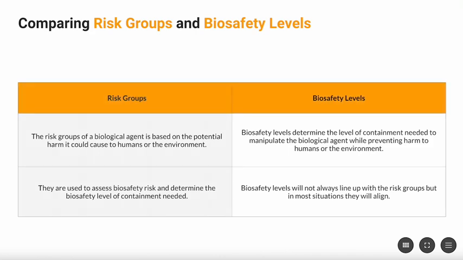Risk groups and biosafety levels are used to assess and manage the risks associated with working with biological agents. Risk groups classify the agents based on potential harm to humans or the environment, while biosafety levels determine the level of containment needed to safely handle the agent. In most situations, the biosafety level aligns with the risk group of the agent, with higher risk agents requiring a higher level of containment.